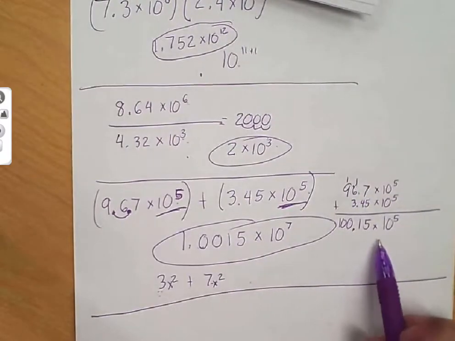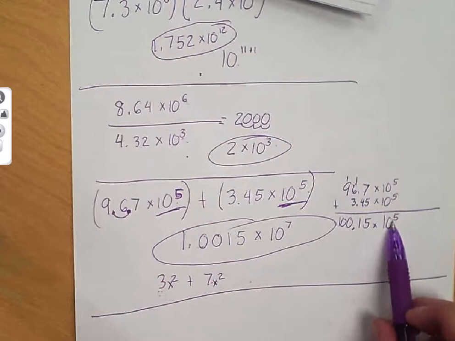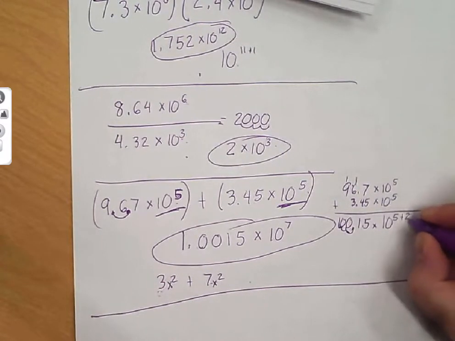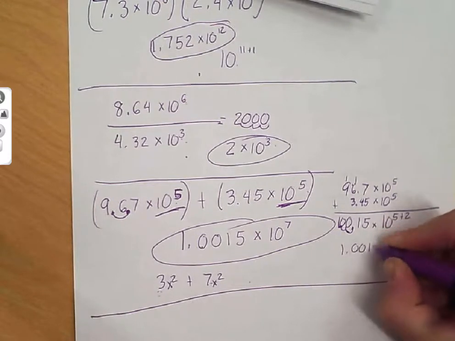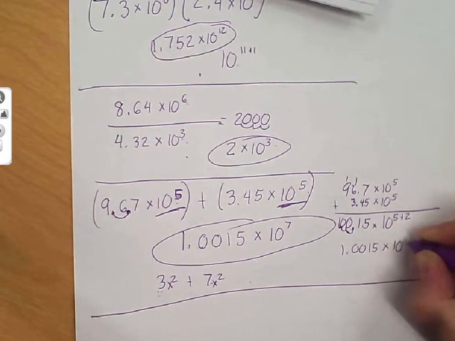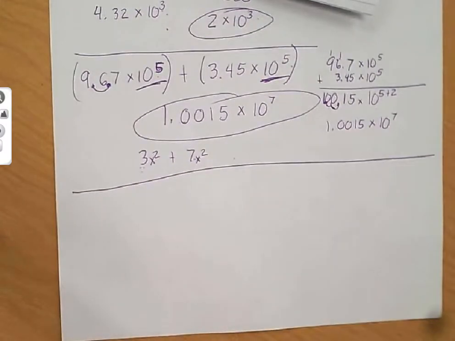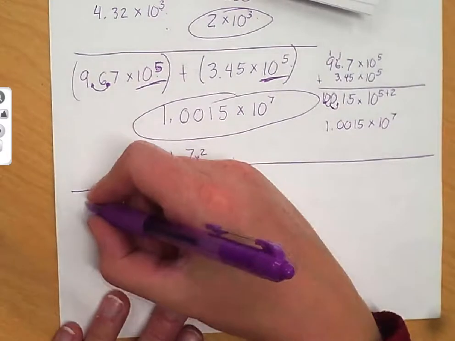But jumping back, if you did do it by hand, you've got 10 to the 5th, move it over 2 more to put it in scientific notation. Because we moved it over 2 more, we add 2, 1.0015 times 10 to the 7th. And we've done adding, which leaves us with this subtraction one.